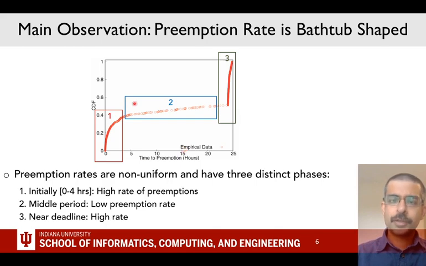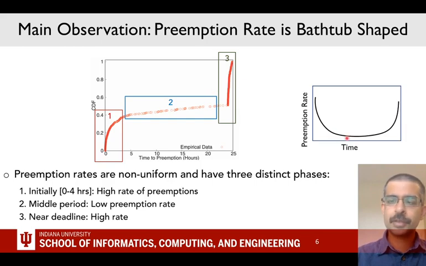Another way to look at this is to plot the slope of the CDF, which is the preemption rate or the preemption probability distribution. If you compute the slope of the CDF, we get something like this. We have a high preemption rate at the start, followed by a low preemption rate period, and near the deadline we see a sharp increase in the preemption rate again. This is a classic two-sided bathtub failure rate curve that is observed in Google's preemptible VMs.